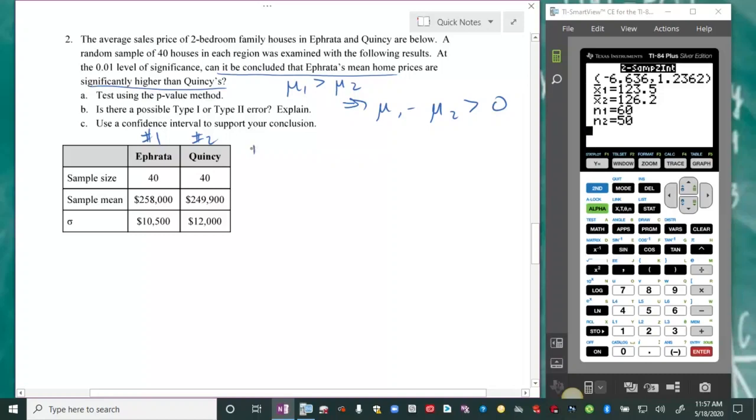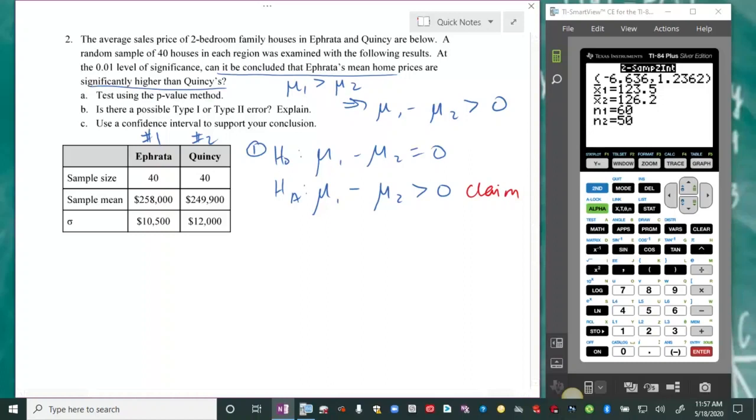Let's go ahead and set up our test. Our null hypothesis, no difference. So mu1 minus mu2 is equal to 0. We already did the alternative hypothesis, and that's that mu1 Ephrata minus mu2 is significantly greater than 0. And in this case, my alternative hypothesis is the claim. So when I answer that very last question of my hypothesis test, I want to decide if I'm keeping the claim or not keeping the claim.